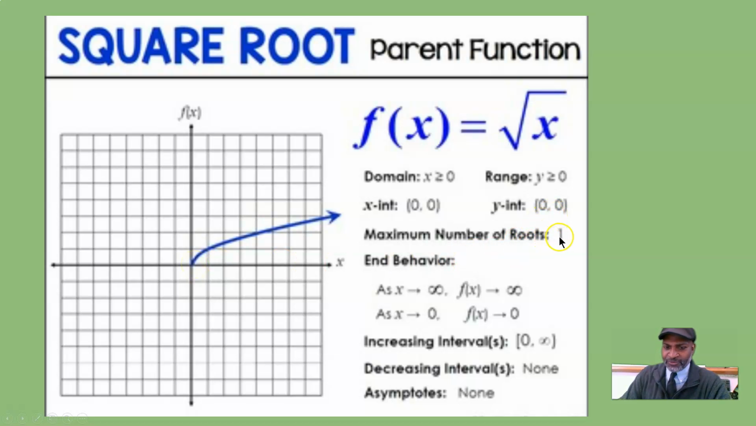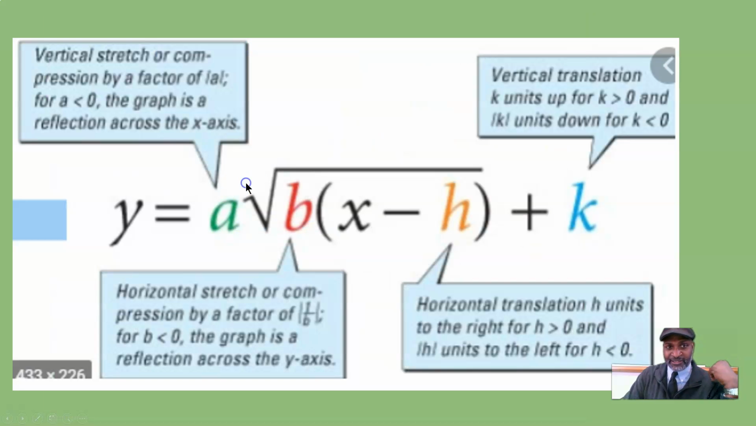It has 1 root. As far as its end behavior is concerned, notice that as x gets bigger, f of x gets bigger. So as x approaches 0, f of x approaches 0. So that's just basically what that is. It increases all the time. As long as x is a positive number, it's increasing. It never decreases, and it has no asymptotes. Okay, that's what we discussed in class here.